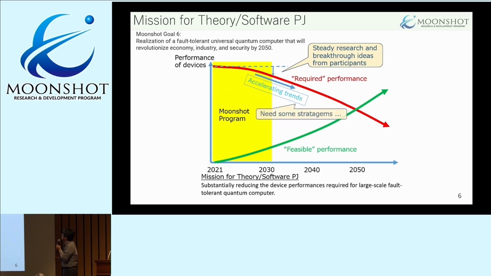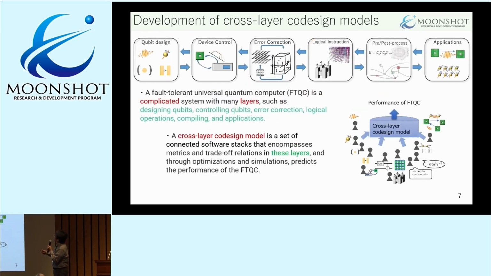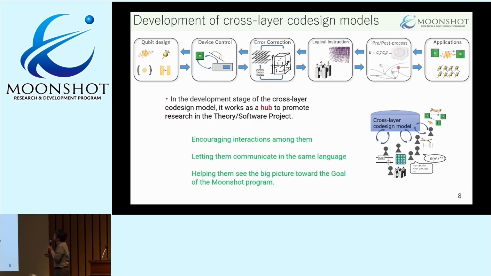To do that, we need some stratagems, and in our project, we chose to develop a cross-layer co-design model. A fault-tolerant universal quantum computer is a very complicated system with many layers, as we have learned from the previous tutorial talk by Fujii-san. And a cross-layer co-design model is a set of connected software stacks that includes all the metrics and trade-off relations in these layers, and through optimization and simulations, predicts the performance of the FTQC. And I believe that the construction of this cross-layer model will benefit the project in a variety of ways.